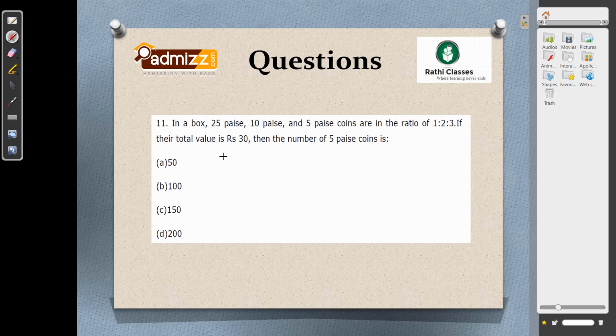In question number 11, in a box 25 paise, 10 paise and 5 paise coins are in the ratio 1 is to 2 is to 3. If their value is rupees 30, then find the number of 5 paise coins. These are in paise and these are in rupees. First and foremost, you need to multiply this by 100 in order to convert this to paise. So as you can see, 3 plus 2 plus 1 is 6. 6k is 3000. If 6k is 3000, that means k is equal to 500. As 5 paise coins are 3 parts, the answer is 3 into 500, 1500. So the option would be 1500.